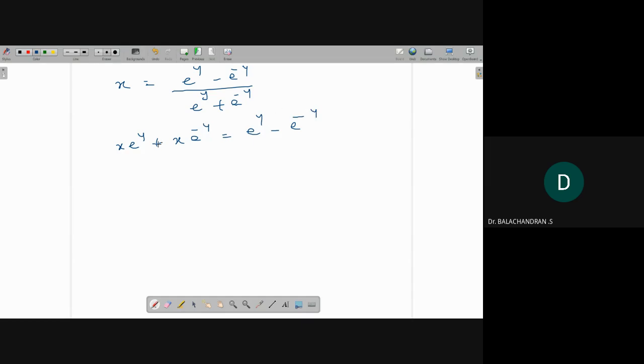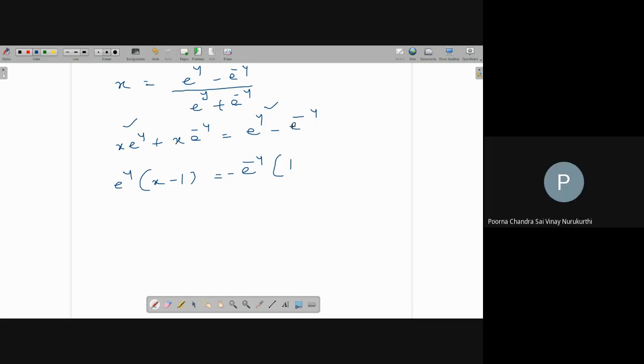I'm going to take e to the power y commonly. If I take e to the power y commonly, remaining is x minus 1. Here we have 1, so if it comes to this side, it is minus 1. Which is equal to, here I'm going to take e to the power minus y commonly, or minus of e to the power minus y commonly. So if I take that, then we have 1 and x, it comes to this side.